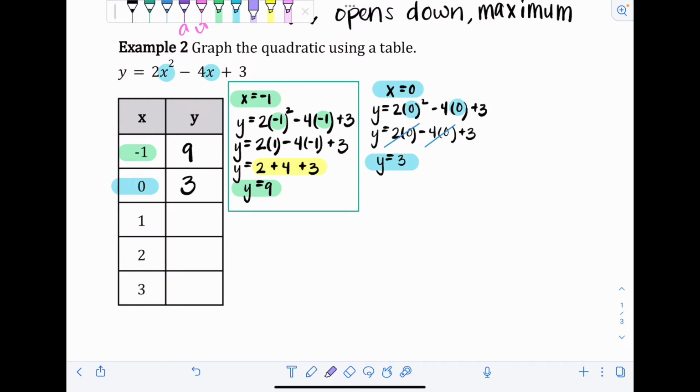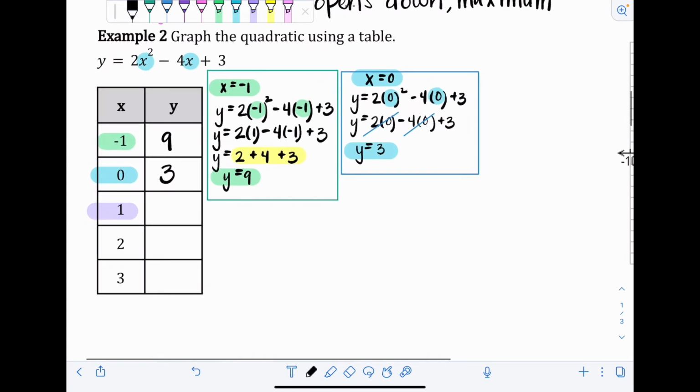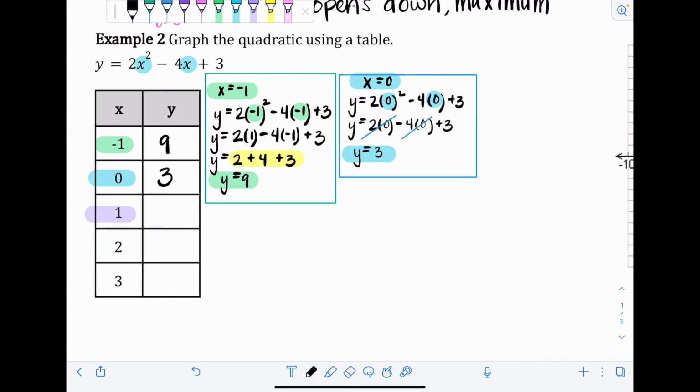The next x value is going to be x equals 1. As you get more comfortable with these, you will probably be able to work through it more quickly as well. Not that you have to, but you could as you get more practice with them. So x equals 1, and then y equals 2 times 1 squared, since 1 is going in for x, and then minus 4 times 1.